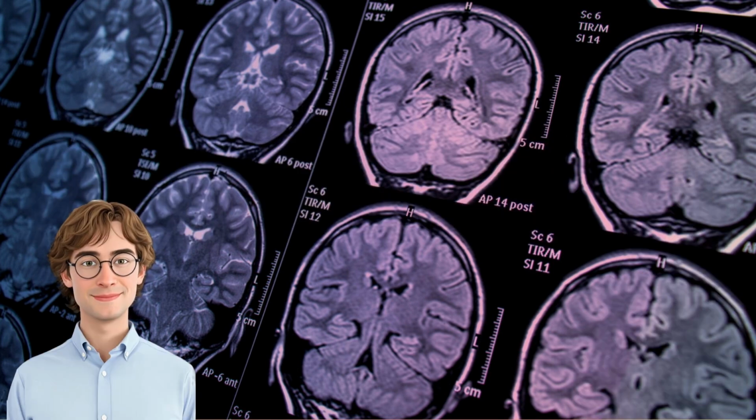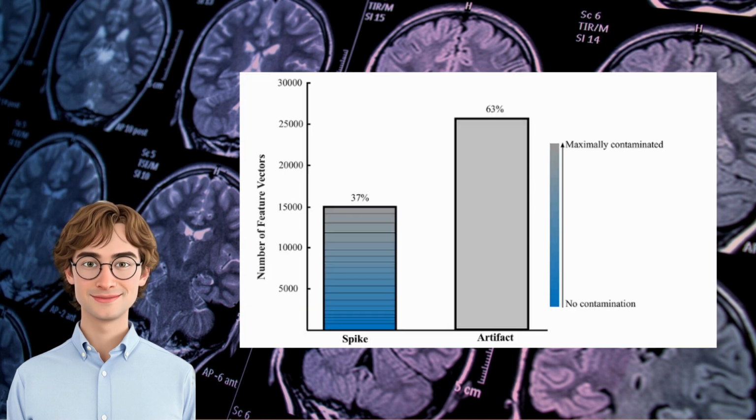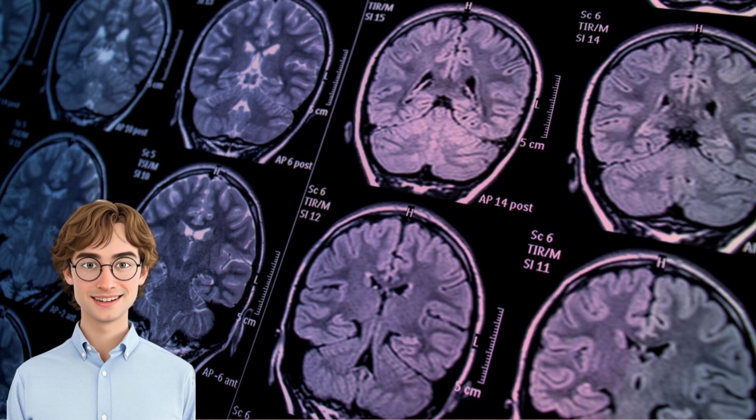Right, and the paper mentions that microelectrode arrays can record from hundreds or even thousands of neurons at once. And each recording contains a mix of true neuronal spikes and various types of noise. We're talking electrical interference from nearby equipment, motion artifacts, even the electrical hum of the brain itself.